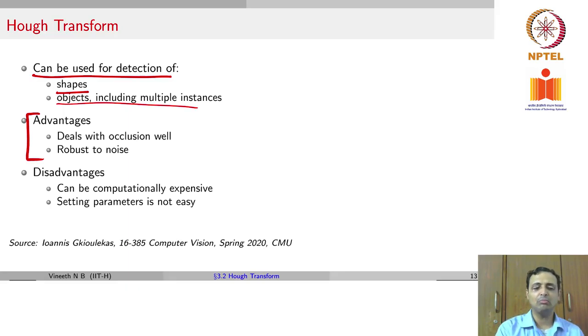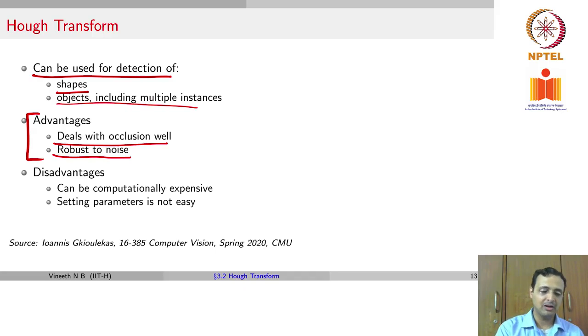The advantage of the Hough transform is that it deals with occlusion fairly well because it's a voting procedure. As long as the number of votes is high, it does not matter if certain votes went wrong. So even if a certain part of the object was occluded, it can work. Obviously, if a significant part of the object is occluded, it will not work. It's also robust to noise for the same reason, because you only need to look at a certain set of pixels, and as long as they vote for a majority, you're going to get your shape or object in the image.